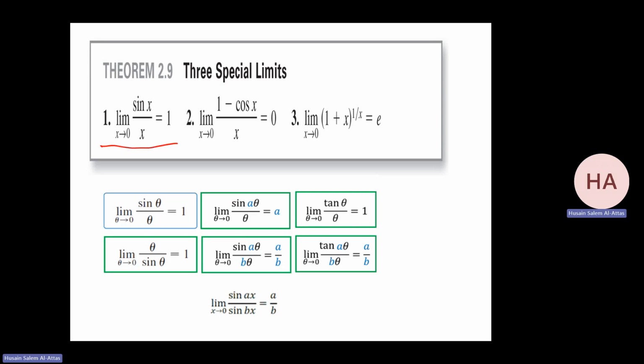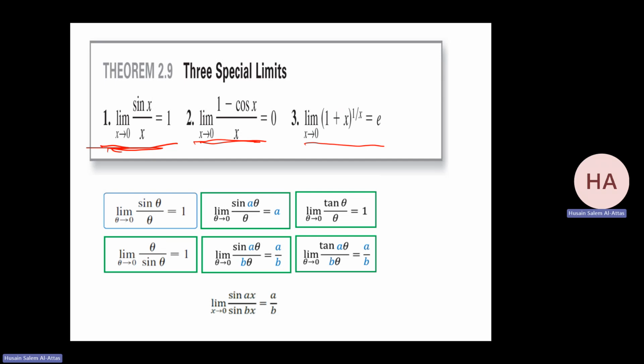This one, limit sine x over x as x goes to 0 is equal to 1. Limit 1 minus cosine x over x as x goes to 0 is equal to 0. And we have this one about e: limit of 1 plus x to the power 1 over x as x goes to 0 is e. So let me concentrate on the first two. I will do some problems with the first two, then I will go to the third one.